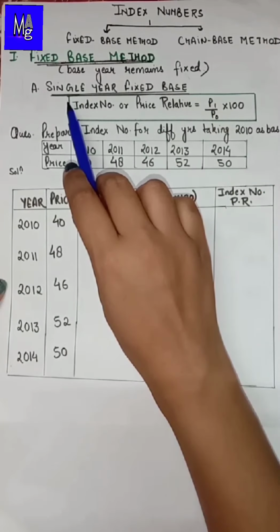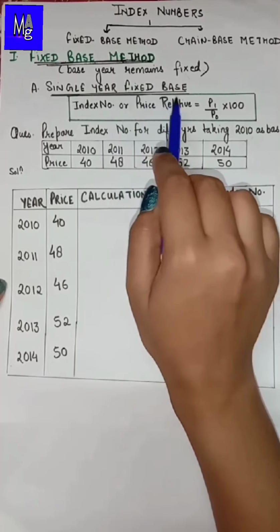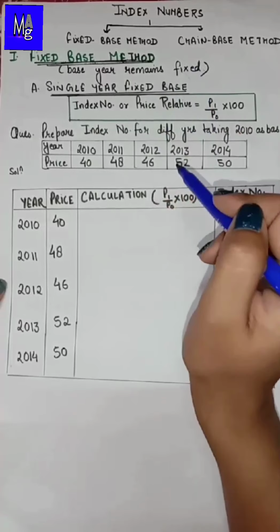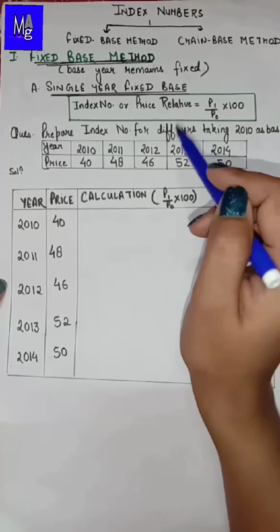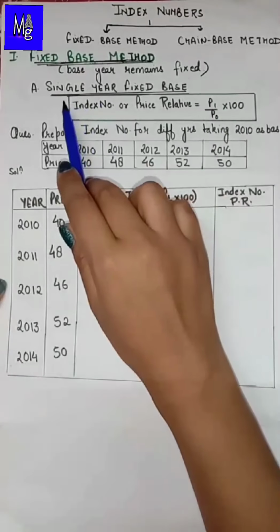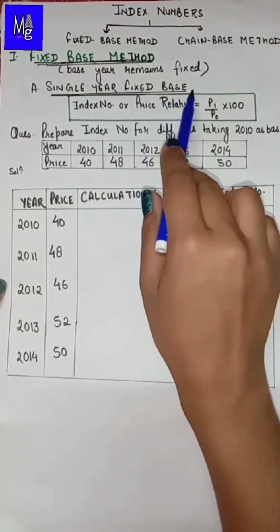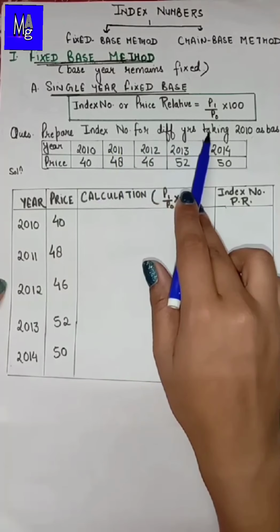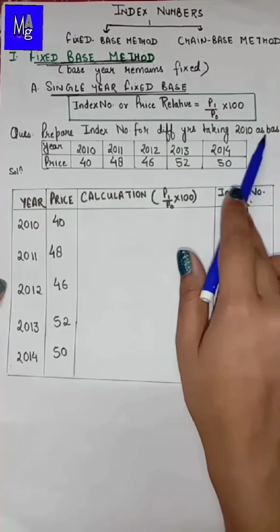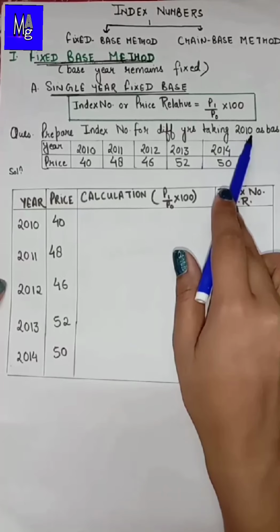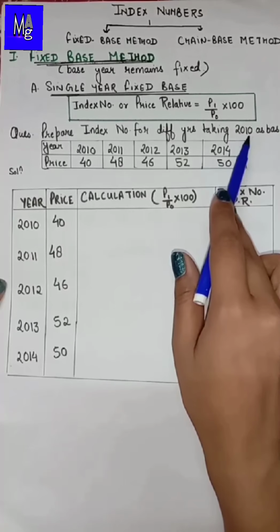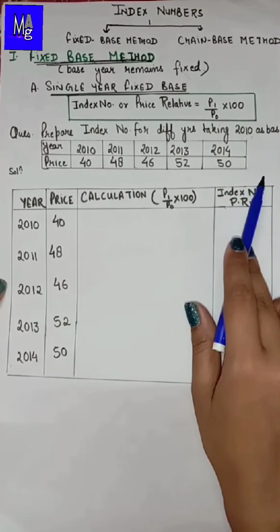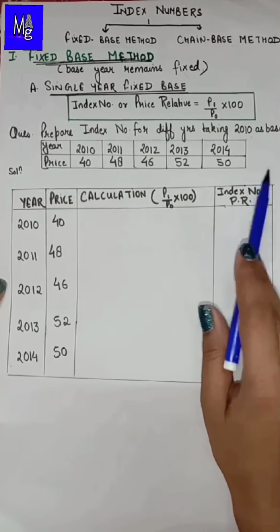There could be a question where a single year is given, that you have to take as a fixed base, or there could be several years that you have to take as the fixed base. So here we are going to do single year fixed base. The question could read as: prepare index number for different years taking 2010 as base. So here 2010 clearly indicates that you have to fix this year as the base year, and this is the question up till here. So we can start with the solution part.